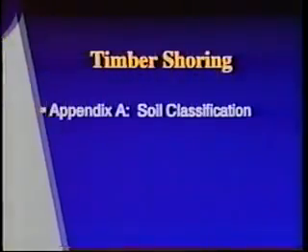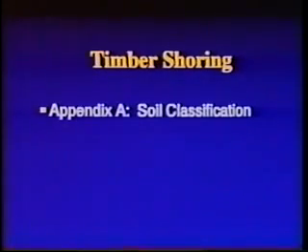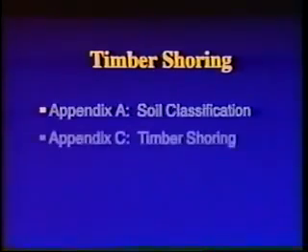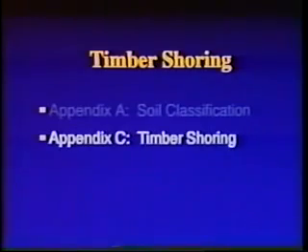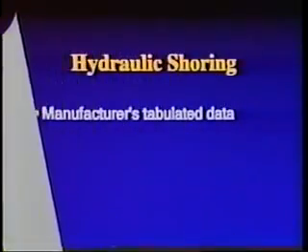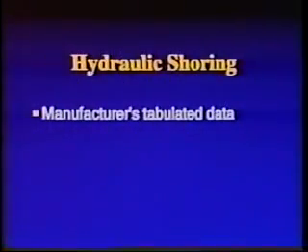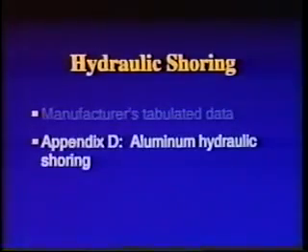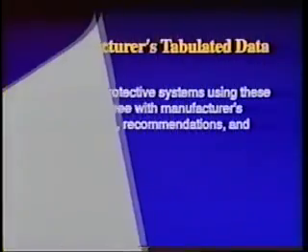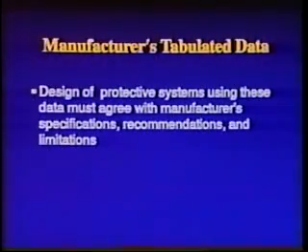The first option is to use appendices A and C or D. For timber shoring and trenches, Appendix A, soil classification, and Appendix C, timber shoring, are to be used. Hydraulic shoring of trenches calls for use of either Option 2, manufacturer's tabulated data, or Appendix D, aluminum hydraulic shoring. Appendix D is to be used when manufacturer's tabulated data are not available. The second option is to use manufacturer's tabulated data.